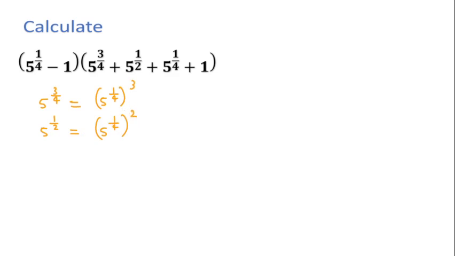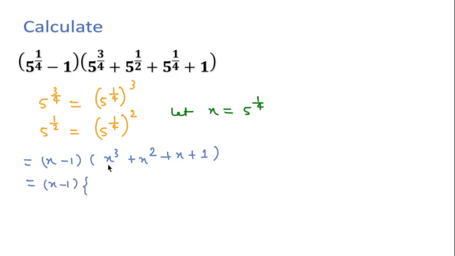Now we have to consider, let x equal 5 to the power 1 by 4, and then we put the value x in this expression. Then we can write x minus 1 and x cube plus x square plus x plus 1. Now if we take x common from this, we can write x square plus x plus 1, and this one is here.